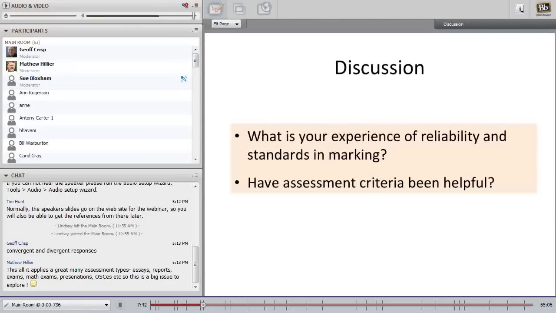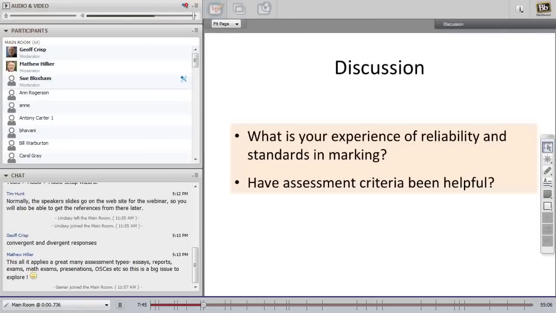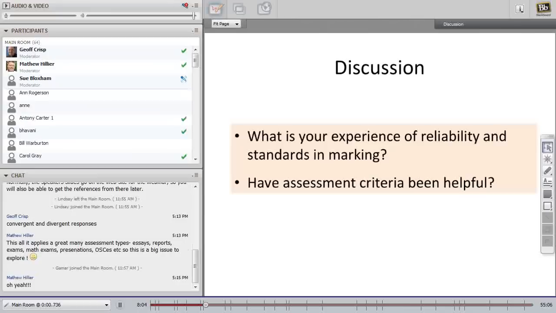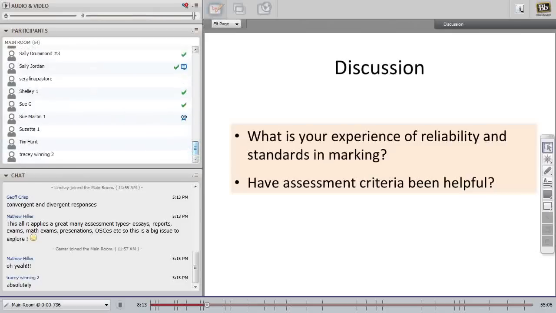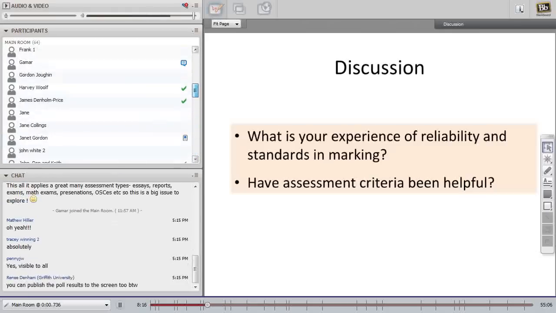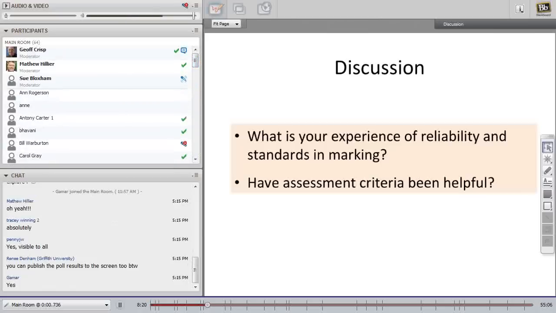So I just thought now would be a moment to think about this. Just using the poll, we have to start off with, I just wonder whether people would say yes or no to whether this kind of inconsistency in marking matches with their experience. Well, I don't know whether this is visible to everybody else, but we're getting quite a high number of yeses there. Would anybody like to comment in the chat box or put their hand up to make a comment about your experience of reliability and standards and marking, and whether assessment criteria have been helpful?